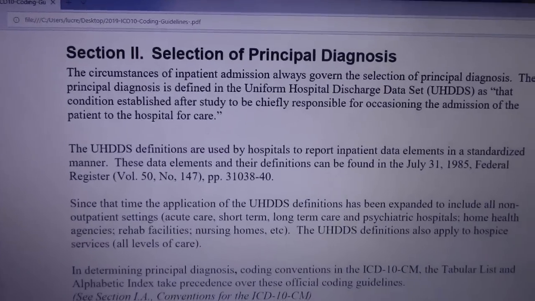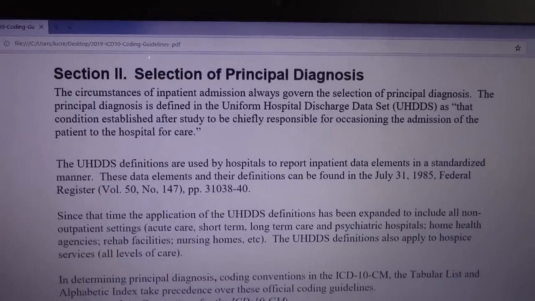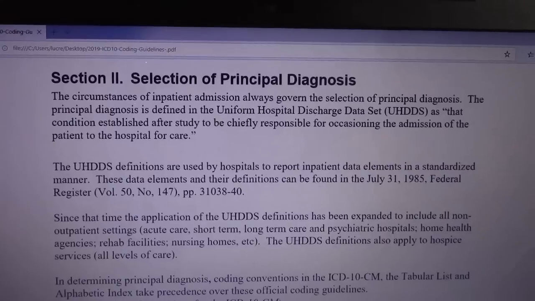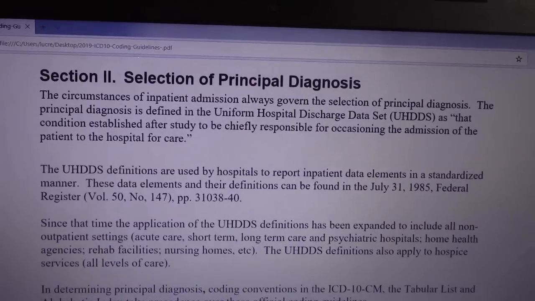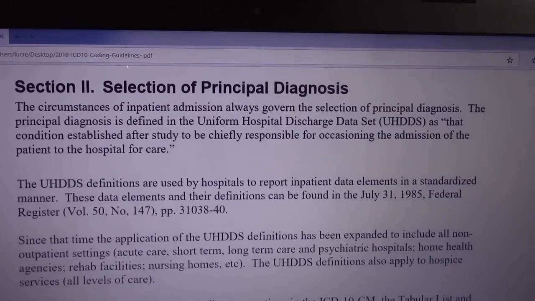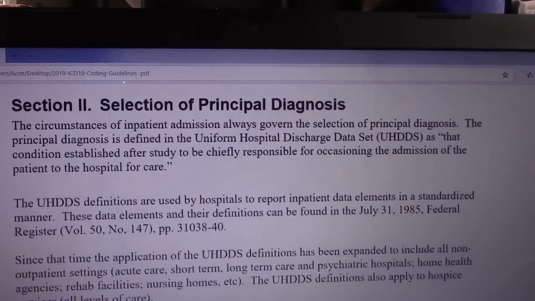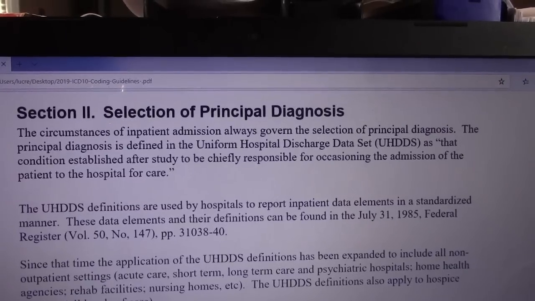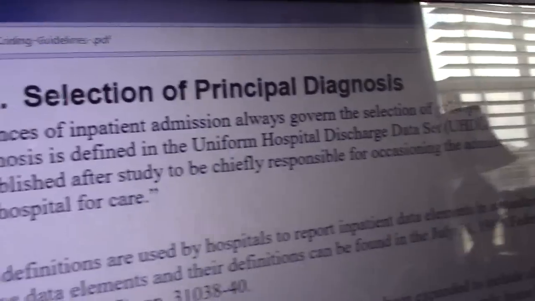It says the circumstances of inpatient admission always govern the selection of the principal diagnosis. The principal diagnosis is defined in the Uniform Hospital Discharge Data Set, UHDDS, as that condition established after study to be chiefly responsible for occasioning the admission of the patient to the hospital. Okay? So again, it takes us right back to what I've always said to you, and that is whatever is the reason for bringing the patient in.